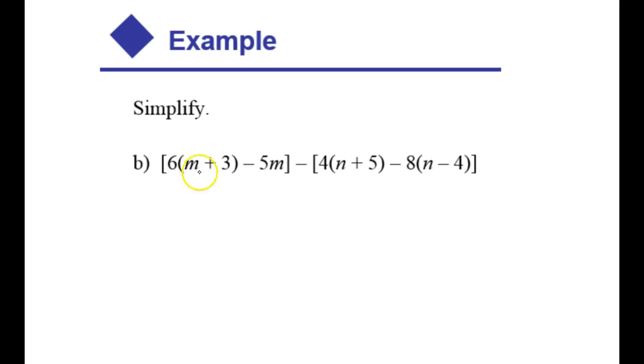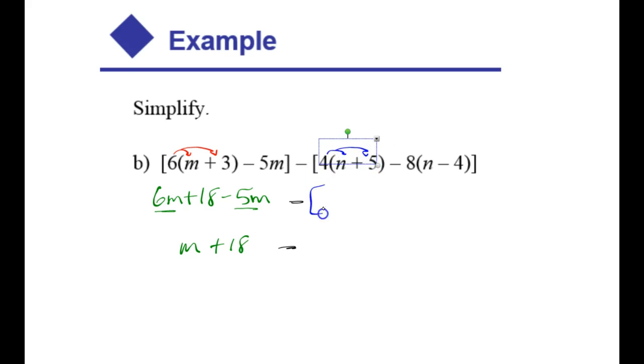This one, I can simplify what's in the parentheses. Let's distribute. So I get 6m plus 18. And I can combine 6m and 5n for a total of just m. So that takes care of the first. I'm going to stay inside the parentheses. So I'm going to keep this minus sign here. Staying inside the parentheses, I can distribute this. 4n plus 20. I'm going to distribute the negative 8. Be careful, this is a plus sign here.